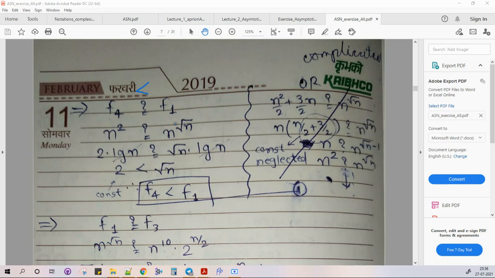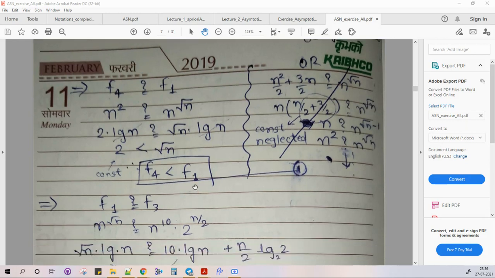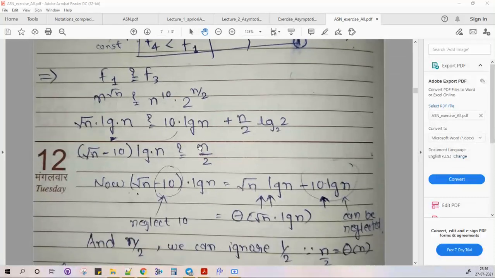2 is constant, root n is a function. So directly we can write this, but if you want to be 100% sure, then just take a log on both sides. So it would be 2 log n, here it would be root n log n, correct? So this log n and log n will cancel out, so I need to compare 2 with root n, right? So if I compare 2 and root n, f4 is less than f1, as easy as that, correct? Let's now compare this thing, f1 and f3.